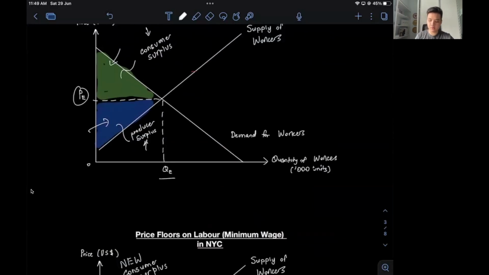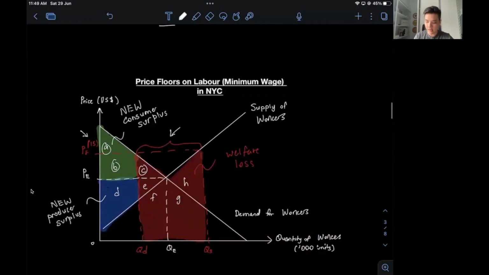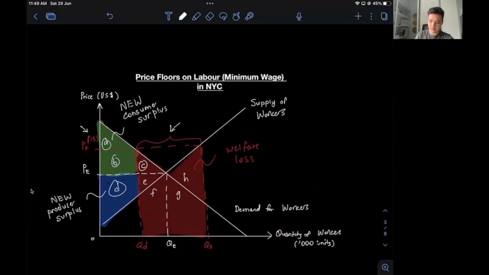Similarly, the producers also become worse off. So initially, producer surplus was this giant blue triangle. And now this new producer surplus is only reflected as area D in this diagram. And we see that once again, a portion of producer surplus is being lost as welfare loss.